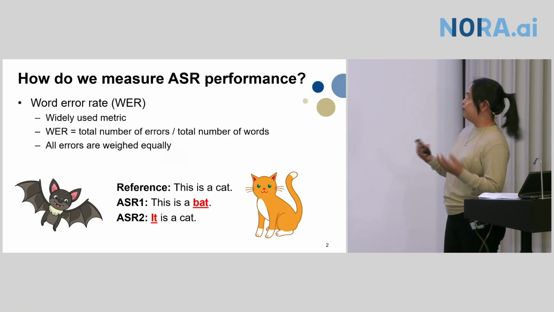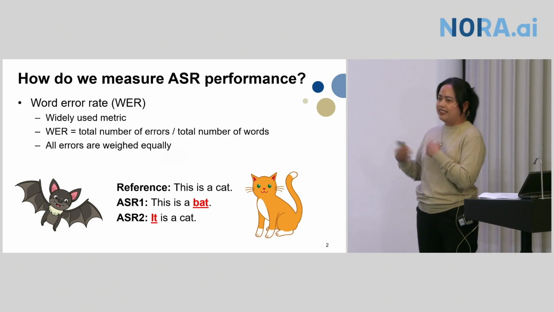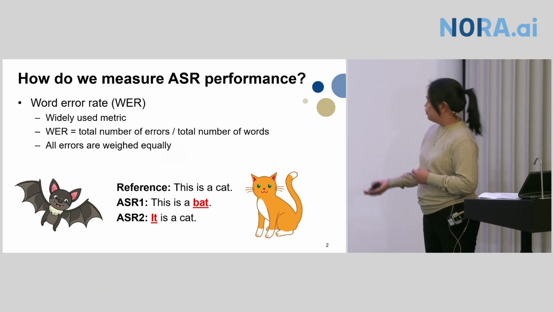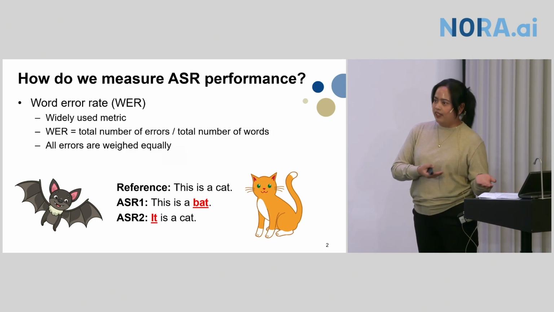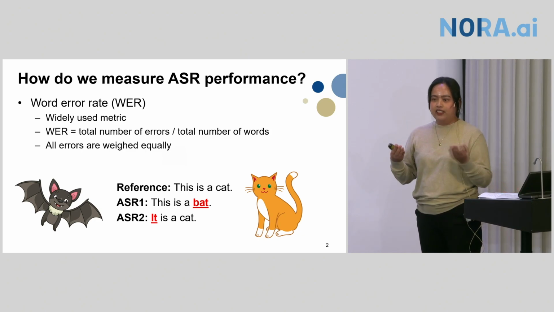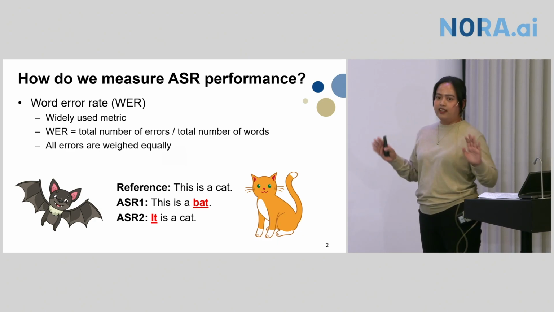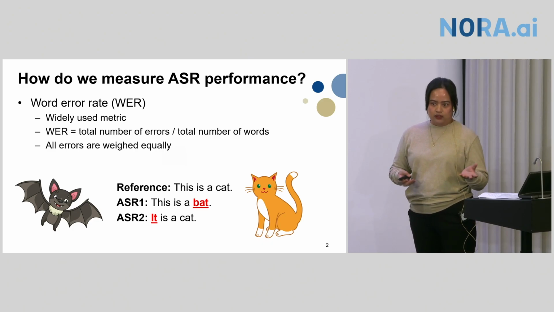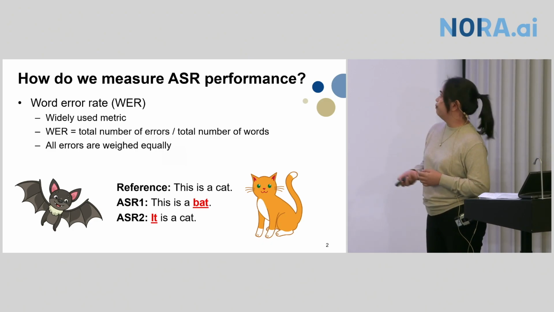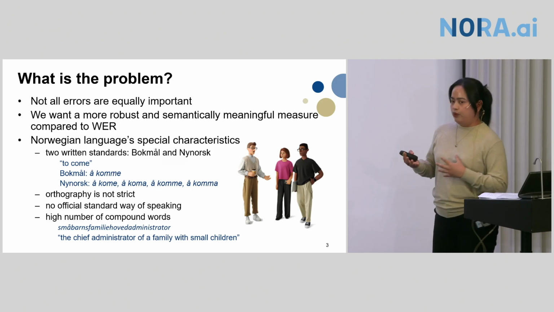Just a simple example. Someone says, this is a cat. One model transcribes it as this is a bat, and another transcribes it as it is a cat. Naturally, if you read this, you would say the second model transcribes it better. But just looking at the word error rate, you have no way of judging that one model is actually better than the other. That is the problem with word error rate.